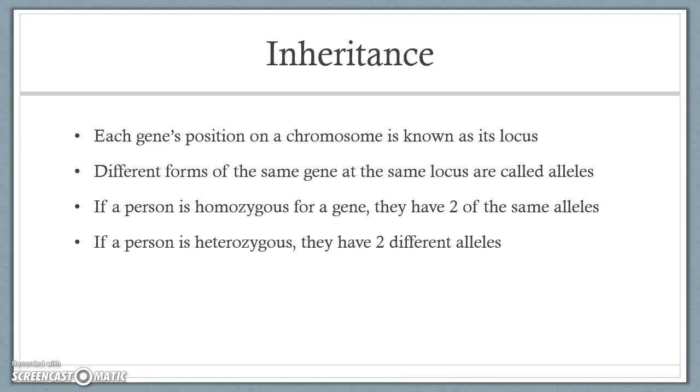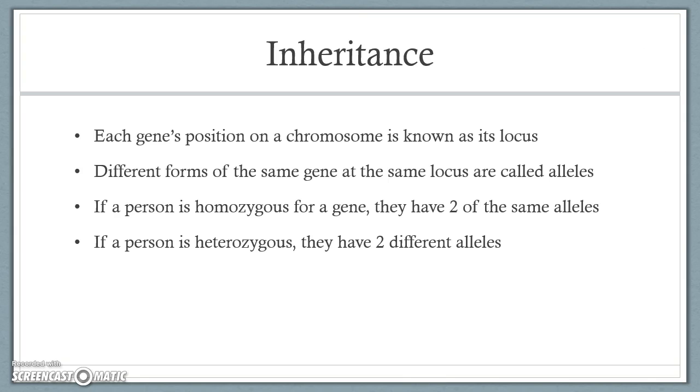Each chromosome contains several genes. Recall that a gene is all the nucleotides needed to code for one protein. Where each gene is located is called its locus, and different forms of the same gene are called alleles. For example, the gene for type A or type B blood are different alleles of the same gene.